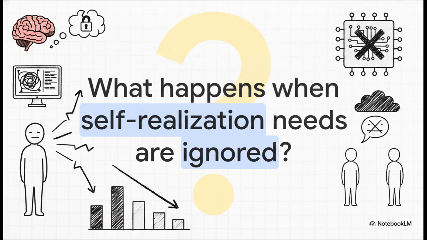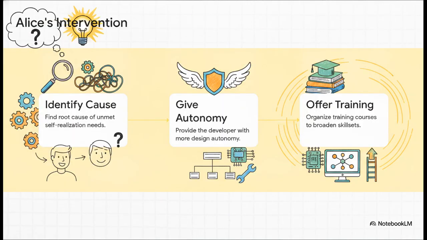The quality of her work is dropping and she's starting to minimize conversations with her peers. She's disengaging. Now, Alice is a good manager. She notices this shift in behavior. And rather than just jumping to conclusions and assuming Dorothy is having personal problems at home, Alice identifies the actual root cause, an unmet self-realization need. Dorothy's current work simply isn't challenging her expertise.